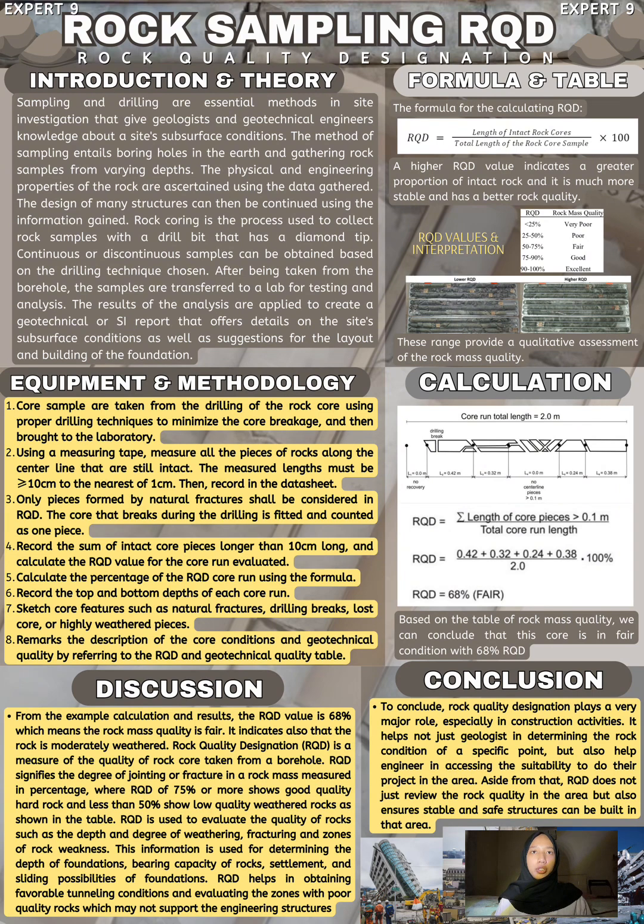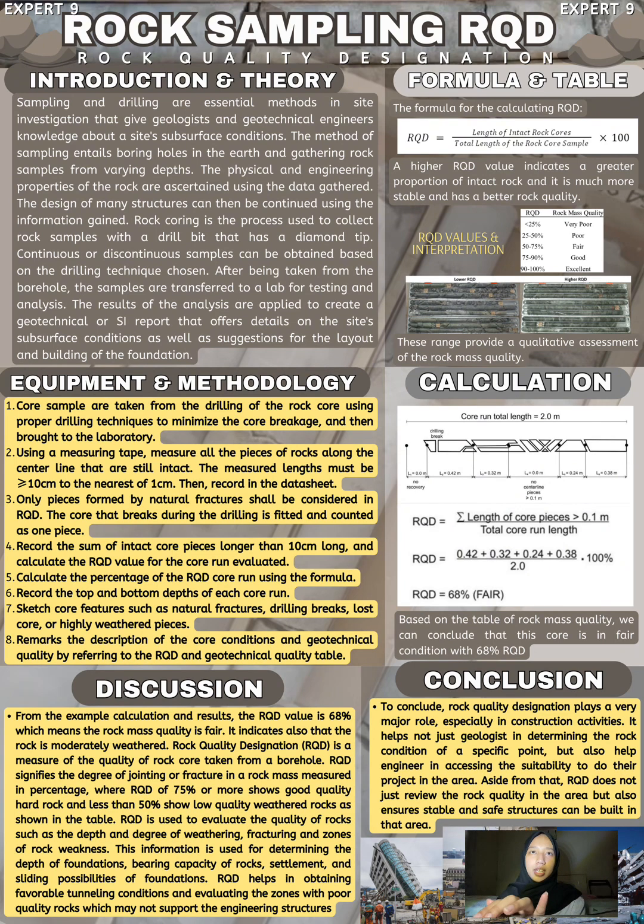For an RQD between 25 and 50%, it shows the rock quality is poor. For 50 until 75%, it is fair. And then for 75 until 90%, it is good. And for 90 until 100%, it shows that the rock mass quality is excellent. So this is the picture. For example, you can see.